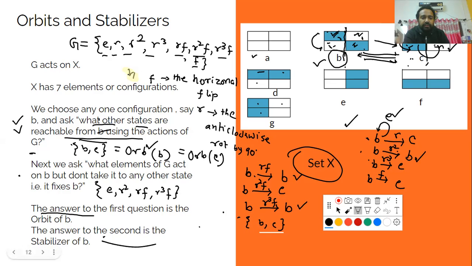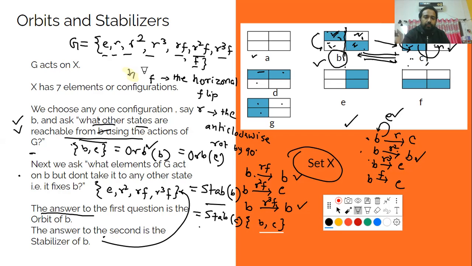So this is called the stabilizer of B. And if we study a little further, we will realize it's also the stabilizer of C.